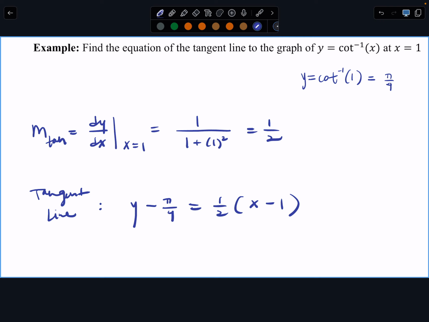Wait, isn't it negative? What negative? Oh, good point. I was making sure you're paying attention. The negative. It's negative? The derivative of arc cotangent. I forgot the negative.